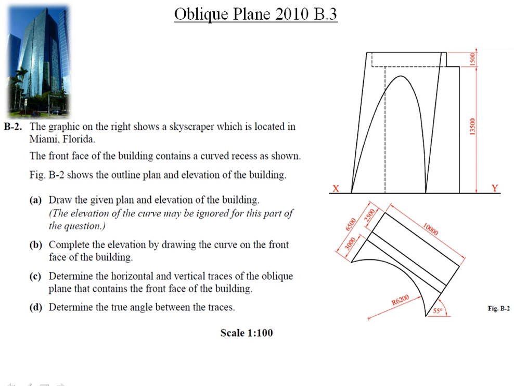Section B, Oblique Plane 2010 B3. The graphic on the right shows a skyscraper which is located in Miami, Florida. The front face of the building contains a curved recess as shown. Draw the given plan and elevation of the building.